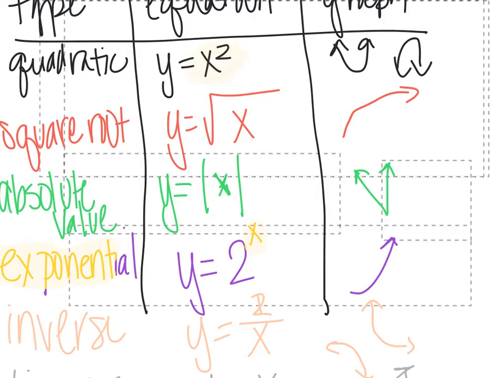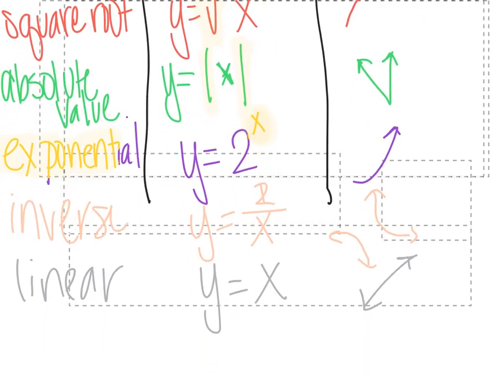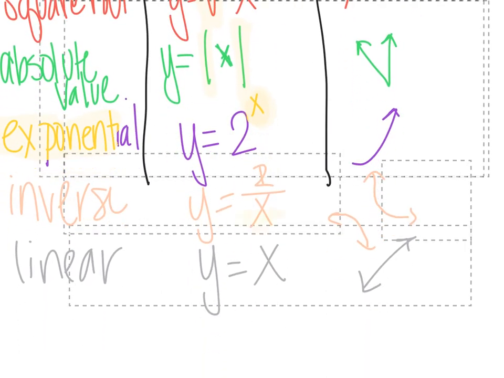So recall that x squared, that's not linear, that's our quadratic. If it's got the square root symbol in it, that's square root. If it has these lines, that's absolute value. If x is my exponent, that's exponential. If x is in the denominator, that makes it an inverse. And if x is by itself, that's what makes it a line.